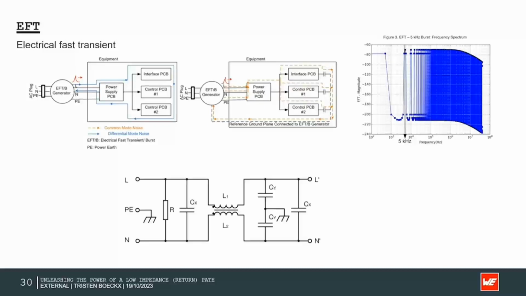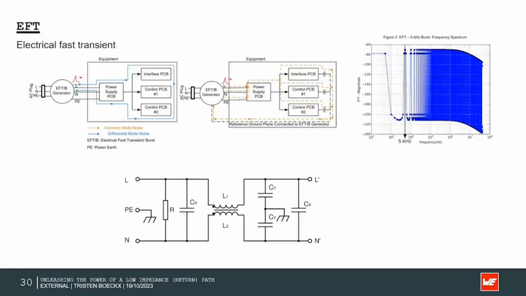To reduce both the differential mode noise and the common mode noise, we need to apply some components. For the differential mode noise, we can first look at an X capacitor that's bypassing the differential mode noise.